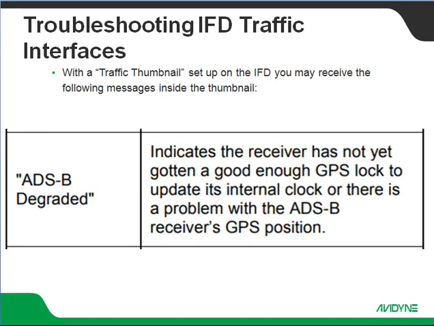ADSB degraded. So what this is telling us is that the receiver has not yet gotten a good enough GPS lock to update its internal clock, or there is a problem with the ADSB receiver's GPS position. So if we're on the ground and the IFD is not locked on the GPS yet, I would totally expect to see this along with position degraded, right? Those things kind of go hand in hand, especially if the IFD is the GPS source for whatever your ADSB receiver is.